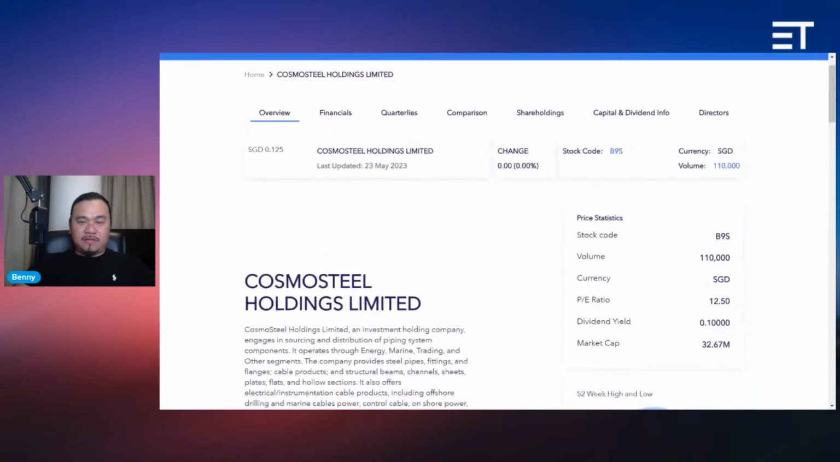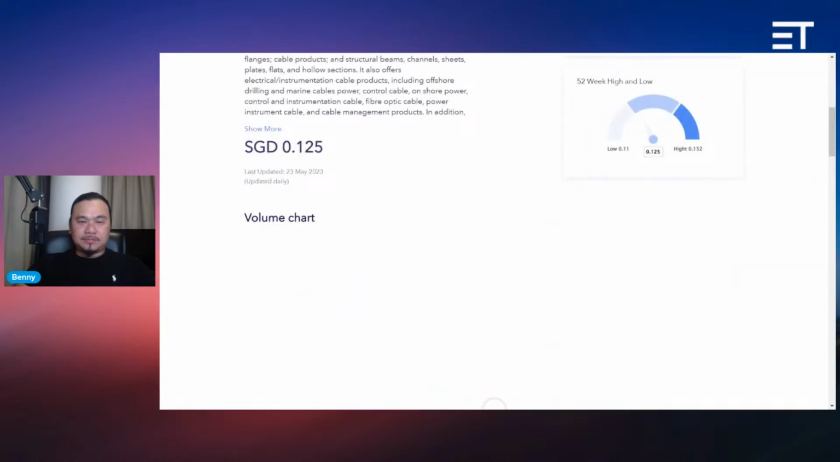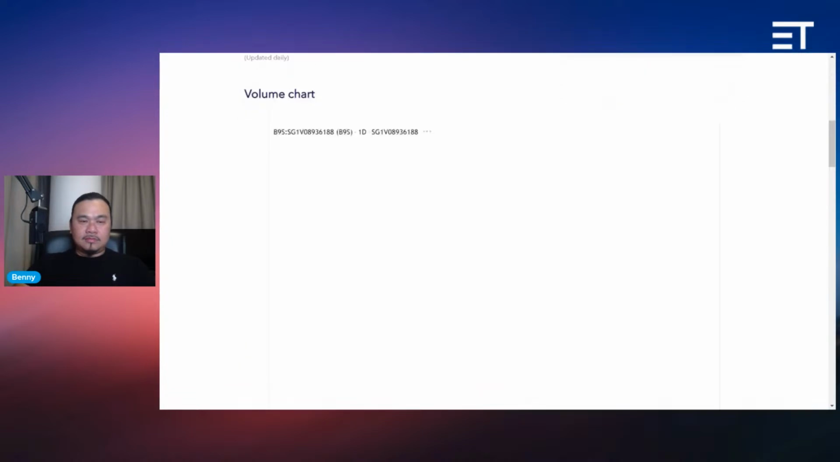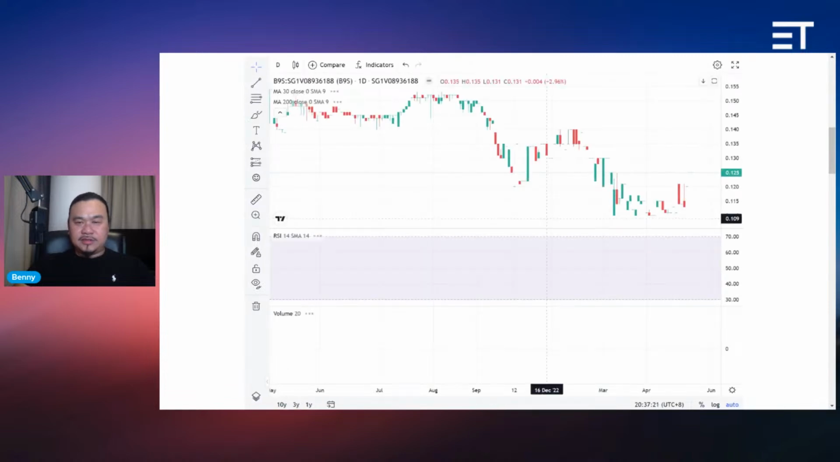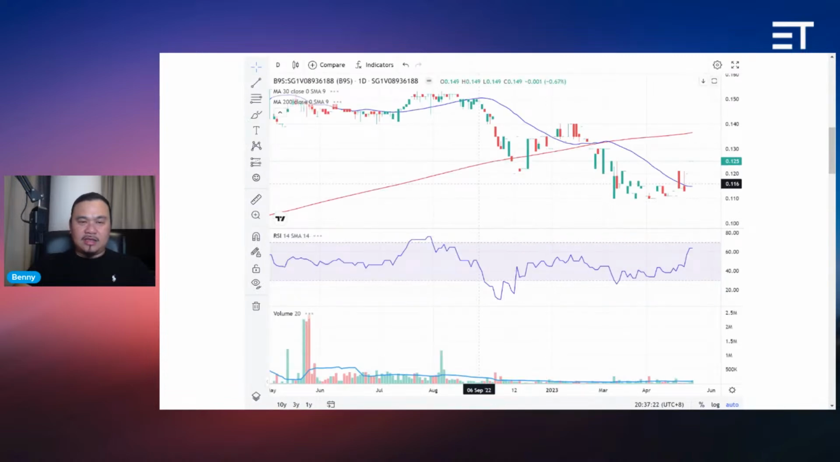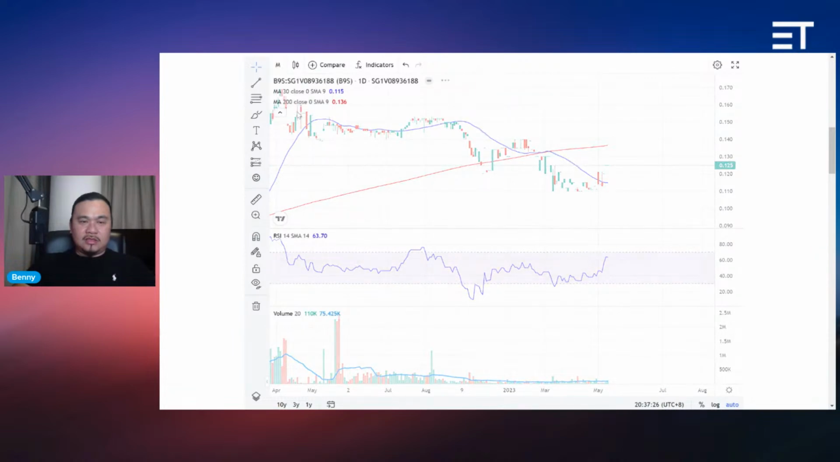So I'm going to look at this company, for example, Cosmos Steel. Okay, you can look at the share price. Okay, share price has been coming down lately. You're going to look at long term.